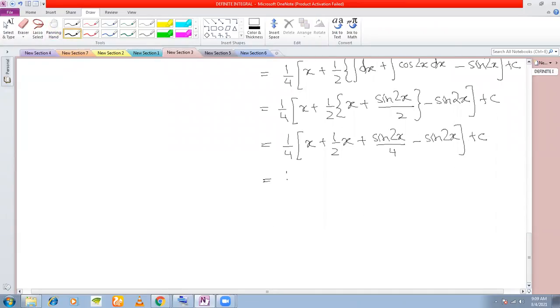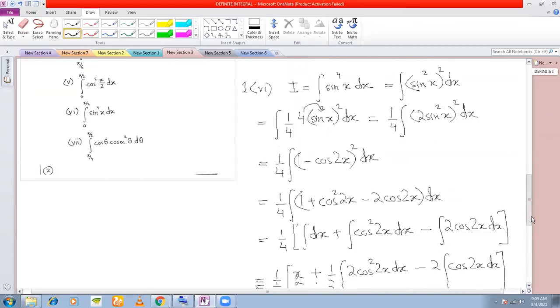which is equal to 1/4 x plus half x, take the LCM, you'll get 3x by 2. And here sin 2x by 4 minus sin 2x, you take the LCM, you simply get minus 3 sin 2x by 4. Right? So this is what we are getting as our integral, plus a constant of integration. So what are the limits here? Now if you see, the limits here are 0 to pi by 2.